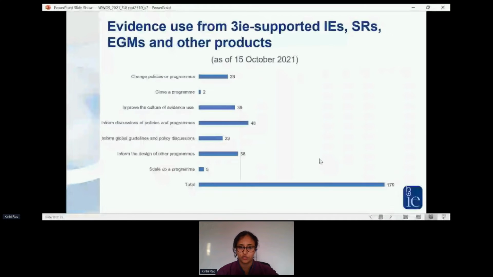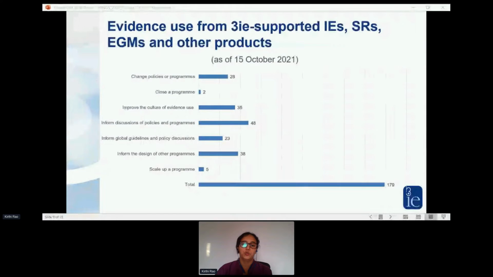So using this process and also verifying instances of evidence use using other methods, we have built up a database of 170 plus evidence use instances from 100 plus studies since 2013. And the bulk of these cases are from impact evaluations, with about 19 from systematic reviews. As you can see, there are many instances which relate to informing the processes of change rather than driving changes or actions such as shutting down a program or scaling it up.